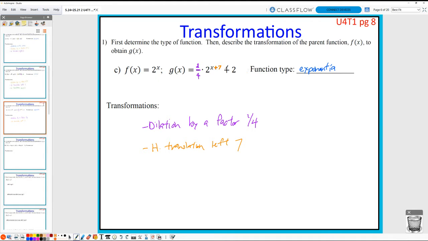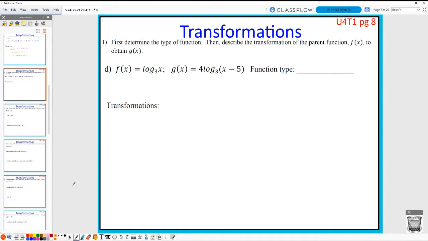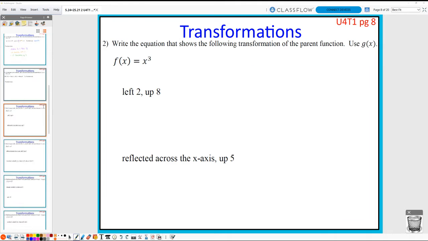And finally, once again, this plus 2, like I said, it's outside of it, right? This portion is already done. It's all by itself. I have this kind of like an afterthought of plus 2. That is a vertical translation. Up 2. I think this is the last one before we kind of switch gears a little bit.